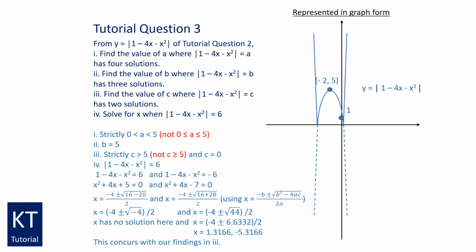As for solving for x when the modulus function equals 6, we'll use the traditional methods that we have learned. And because the quadratic equation is not easily factorized, we'll use the quadratic formula to get to the values of x. You will find that there will be 2 values of x, which concurs with our finding in 3.